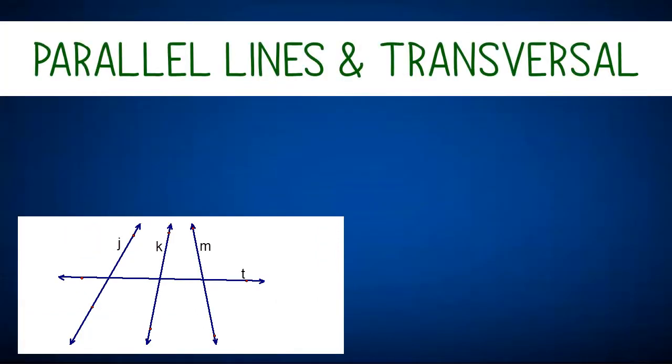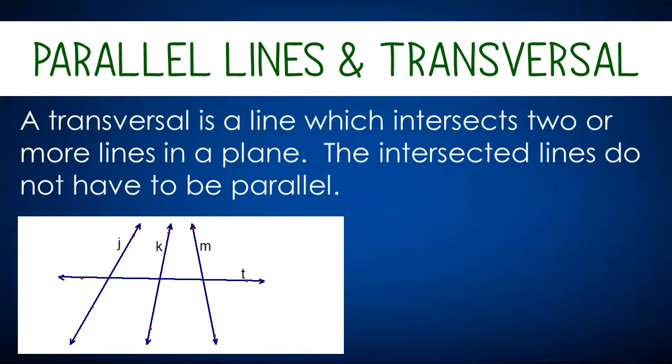So, parallel lines and transversal. So, again, a transversal is a line which intersects 2 or more. Doesn't necessarily mean dalawa lang. 2 or more lines in a plane. The intersected lines do not have to be parallel. Yun yung binanggit ko kanina, hindi always parallel yung dalawang lines. Pwede siyang non-parallel lines. At dito sa example ko, which do you think is the transversal? Is it line J, line K, line M, or line T?